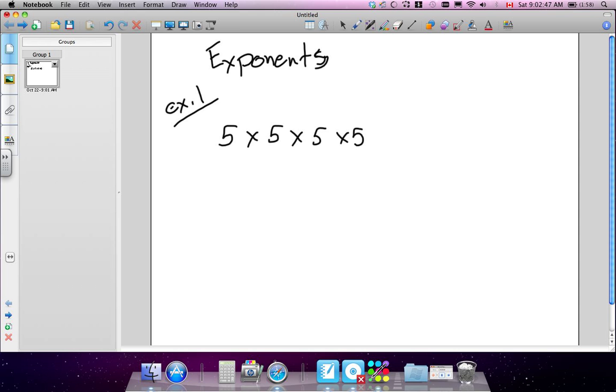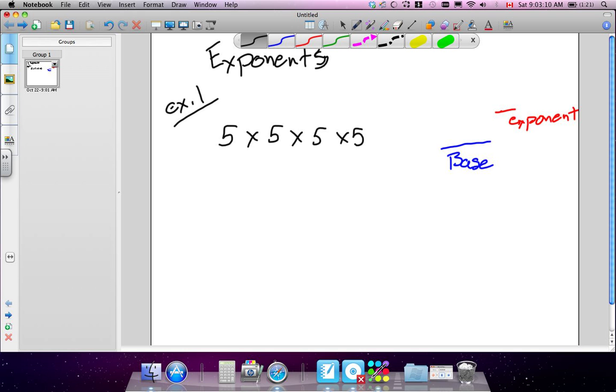Okay. An exponent is two things. First, there's a base number. Okay, that's called the base. And the second thing is an exponent. Okay. So the base number will always be the number you're multiplying by. Okay? So in this case, what number are we multiplying by? 5. Yeah. So that will be our base number. So we have 5.